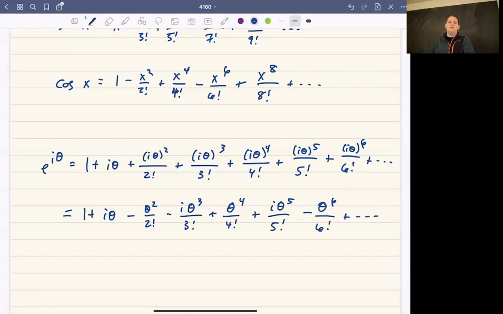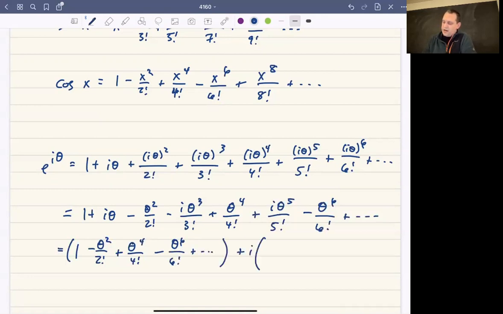But what I want to do is separate the real quantity from the stuff with the i in front. So I'm going to separate the real part from the imaginary part. The real part is going to be 1 minus theta squared over 2 factorial plus theta to the 4th over 4 factorial minus theta to the 6th over 6 factorial, and so on.